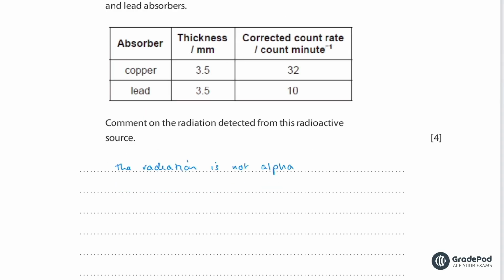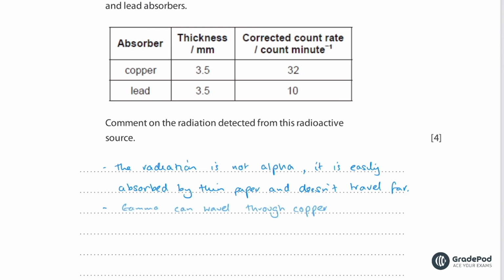And we'll put 2 points with it. It is easily absorbed by thin paper and doesn't travel far. Given that there is radiation detected after lead, we have to assume it's gamma. We're going to say that gamma can travel through copper and is absorbed by thick lead. However, the thickness of lead there suggests that gamma will get through it.